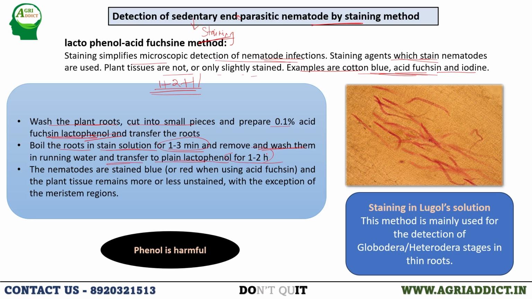Now you can see if nematodes are present, and you can see the different color stains. If you are going to use cotton blue, then the staining will be blue. And if you are using acid fuchsin, that is lactophenol acid fuchsin, then the nematodes will be stained red in color. Like this, the identification of different sedentary endoparasitic nematodes will be carried out by using the staining method.